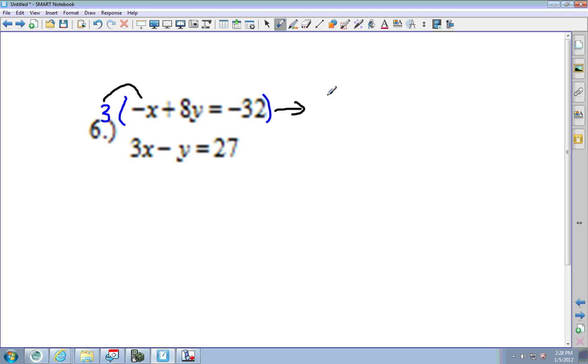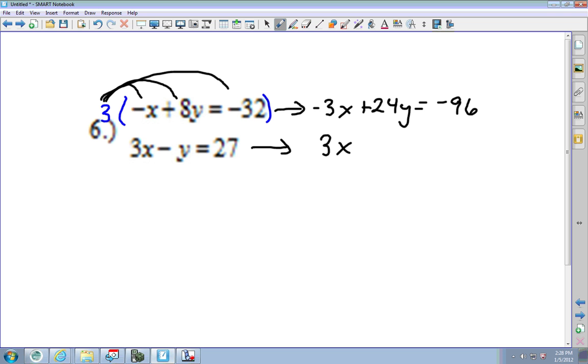So do the distributive property. Negative 3x, negative 3 times, I'm not negative, 3 times 8 is plus 24y. 3 times negative 32, don't forget to do that, is negative 96. So now I rewrite the bottom, 3x minus y is 27. Now let's combine them. Well, these cancel out.